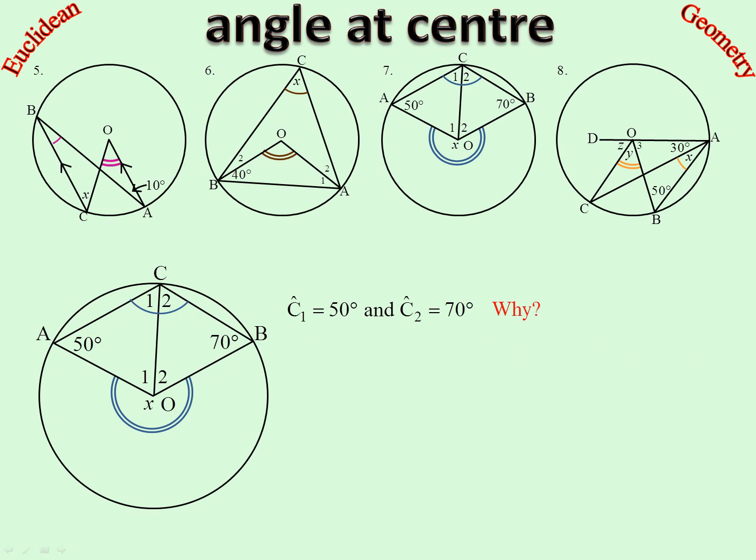Well, C1 is 50, C2 is 70. You should be used to that by now. Isosceles triangle radii. Which means ACB is 120 degrees. Well, therefore X is twice 120, angle at center.